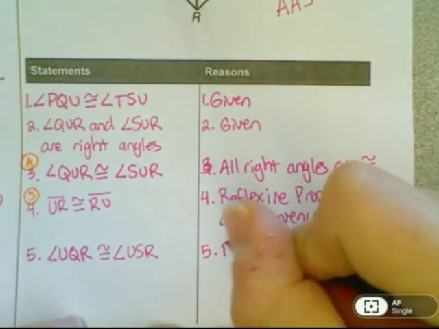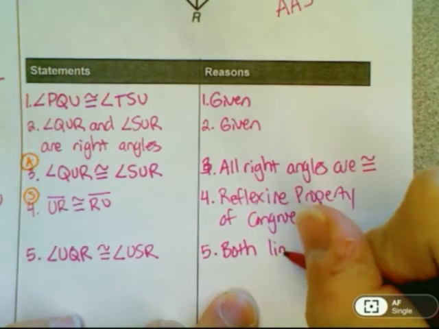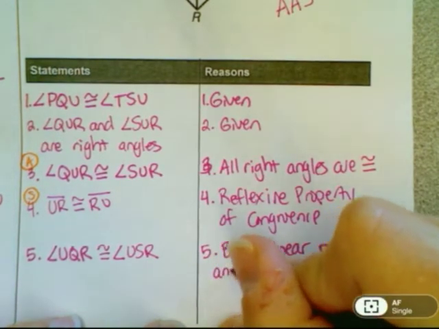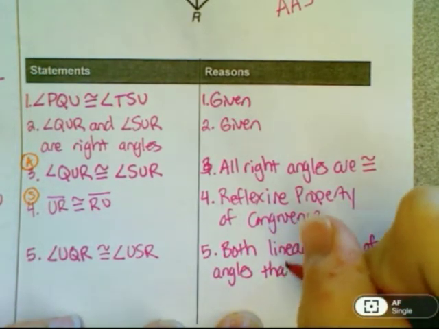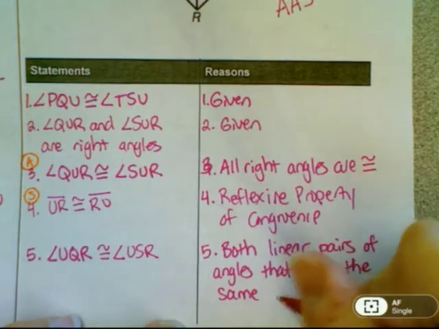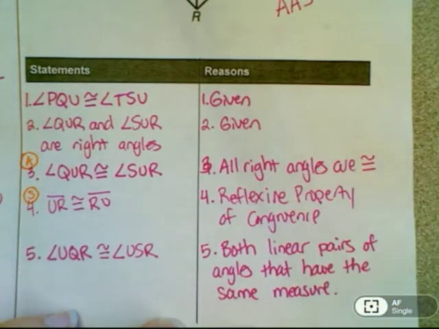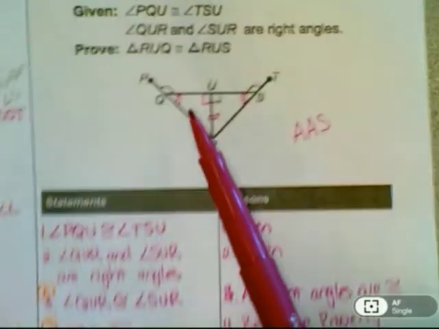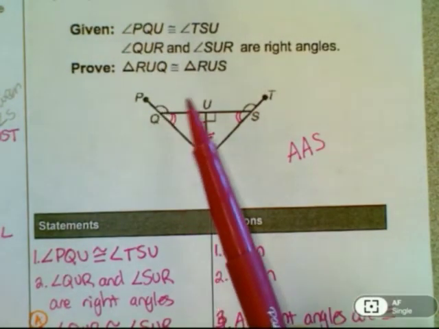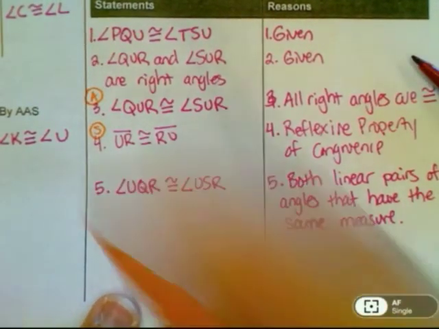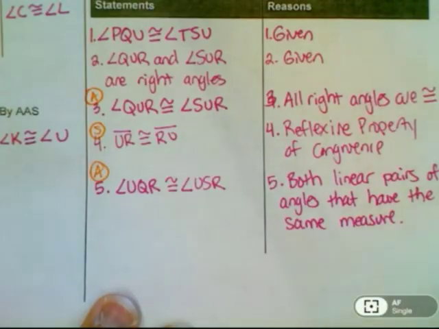So that's what I'm going to write. They're both linear pairs of angles that have the same measure. And you might have a different way of saying it, or maybe even a better way of saying it, but ultimately we're going to find these angles by taking away that from 180 and that from 180, and those are the same. So we know we're going to end up with angles that are congruent. So that's my third angle, or my third congruent statement.